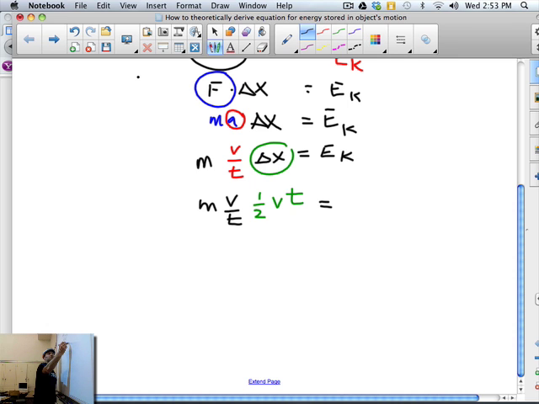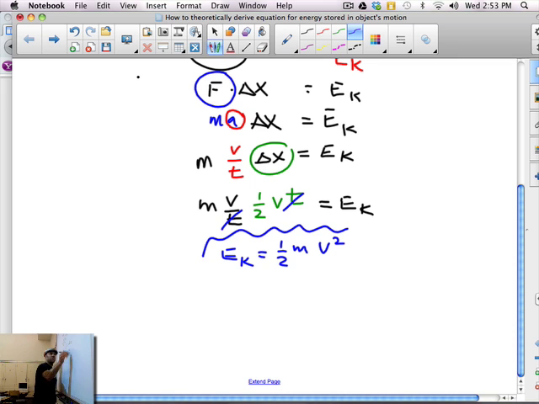What cancels? Isn't this beautiful? I mean, look. This is gone. This is gone. Rearranging it, making it pretty. EK is going to be 1/2 M V squared. This is usually how you see it written. Done deal. Happy? Isn't that cute? All right, now let's talk about your lab results.